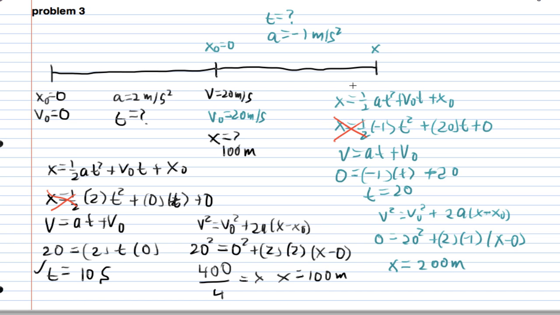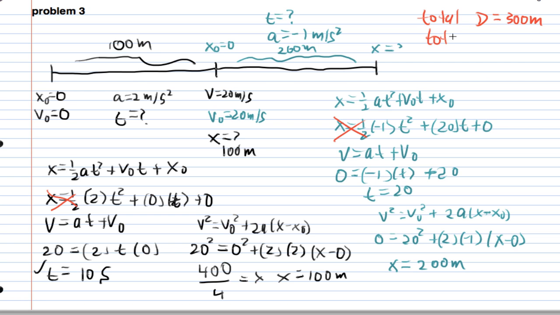So let's be careful. I've got 200 meters covered here. I've got 100 meters covered here. So let's be clear. Total distance is 300 meters because that's 200 plus 100. And the total time is 30 seconds, adding 20 seconds plus 10 seconds. All right, so that's it for problem number 3.